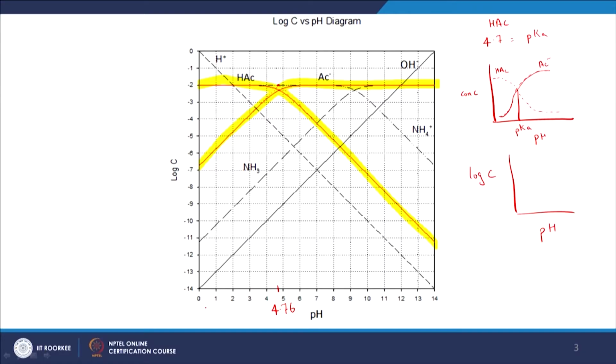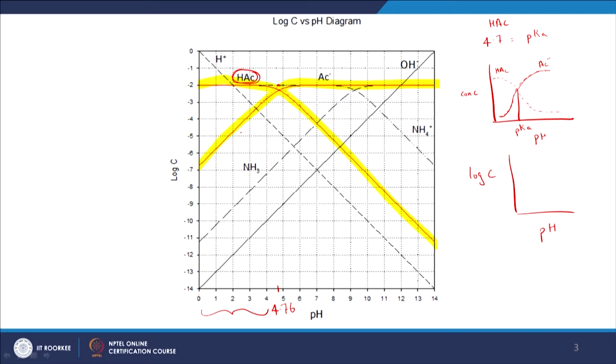And so, let us try to analyze the system now. When, in this zone, when pH is less than pKa, what would you expect? You would expect that the protonated form is going to predominate. So HAc is going to predominate. That is what you see. As you move from pH 0 to pH 3, almost all of it is going to stay as HAc, at least in the lower concentrations.